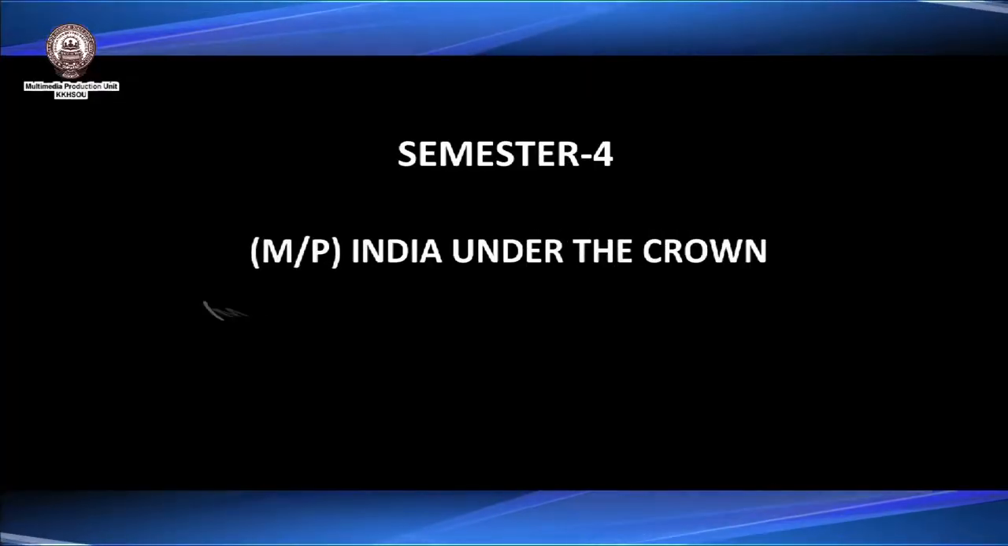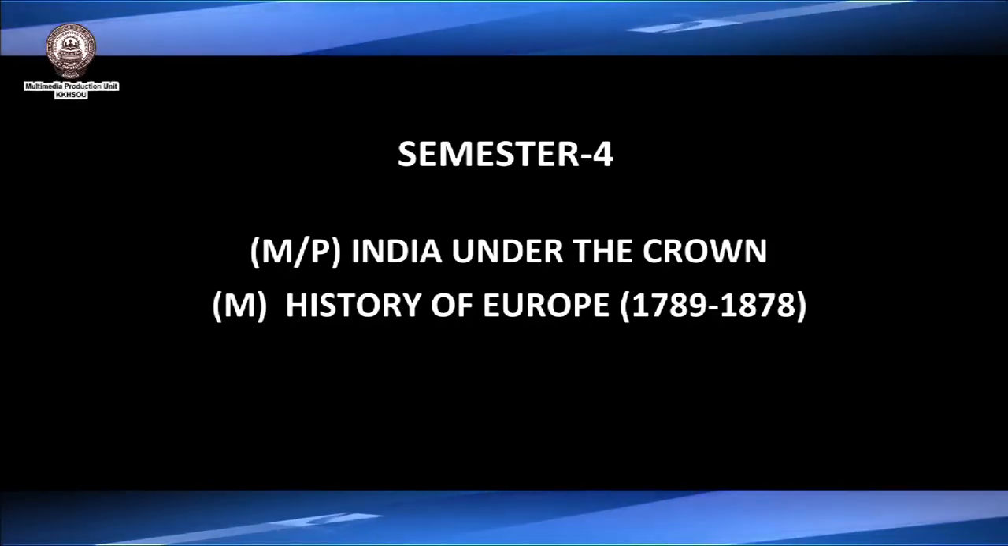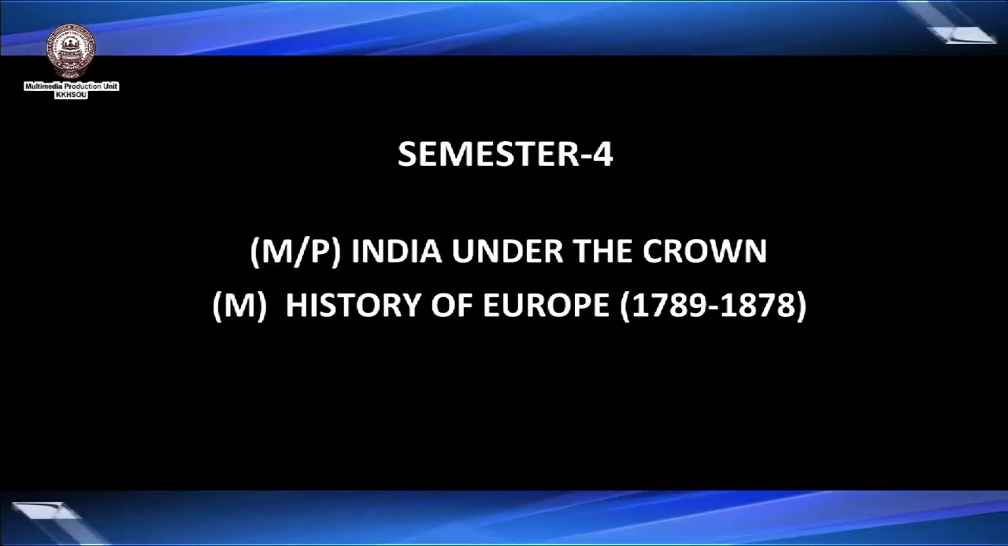In semester 4, the learner will have to study two papers, one India under the Crown and the other History of Europe from 1789 to 1878. In the paper India under the Crown, the title itself is very significant, because prior to this, in the third semester, we had a paper on India under the East India Company. And what we will study in the fourth semester is India under the Crown. The difference lies in the political changes that happened post the 1857 revolt. In this paper, we will be talking about the change of administration from a mercantile company to being taken over by the British Crown.